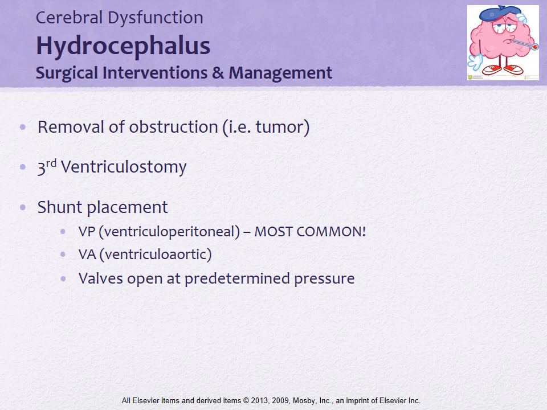So in the ventricle where the top of the shunt is placed, there's a valve and there's a predetermined pressure on that valve. As the pressure goes higher, the valve will actually open, allowing the CSF to drain into the tubing, which is either going into the peritoneum or the aorta. And once it hits the pressure that it wants it to be at, the valve will close.